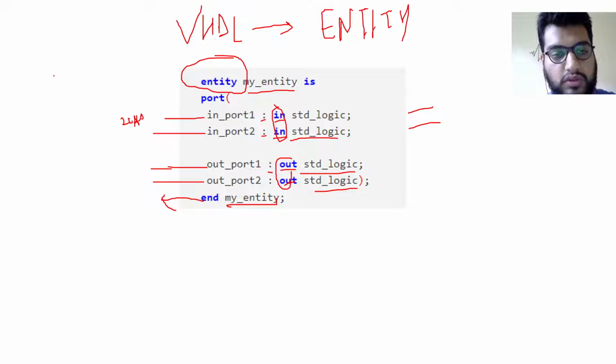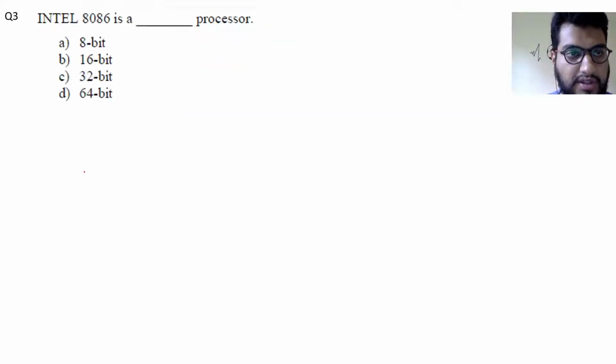Now moving forward to the next question, question number 3 of today's live session: Intel 8086 is a dash processor. We are asked to give the correct answer. What bit processor is Intel 8086? It's a theoretical question. Intel 8086 is a 16-bit processor.